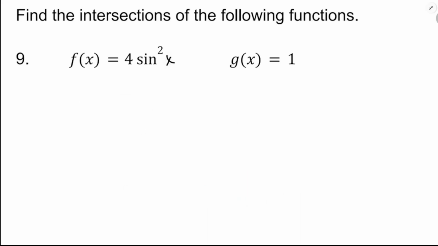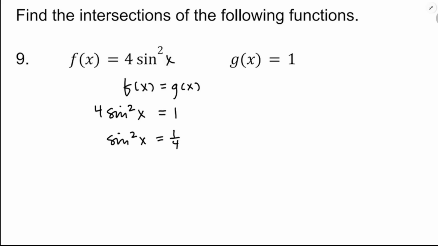So in the next set of problems, we're just going to be finding the intersections of various functions, f and g. And so we'll just start by, if we want to find the intersection points, we're going to set the two equations equal to each other and solve for x. And so that'll be f of x equals g of x. And that would be happening when 4 sine squared x was equal to 1.